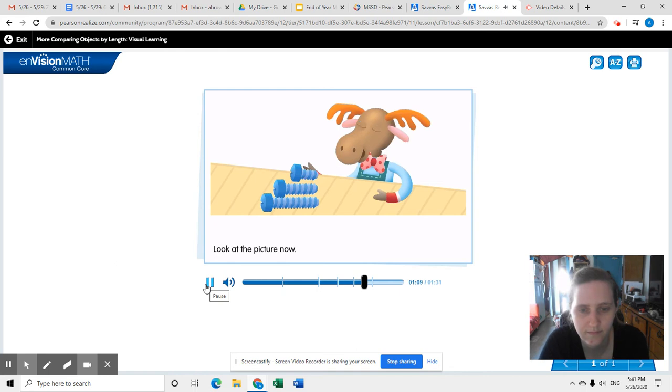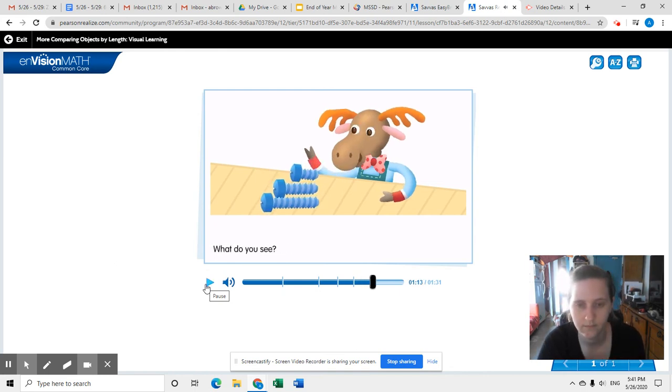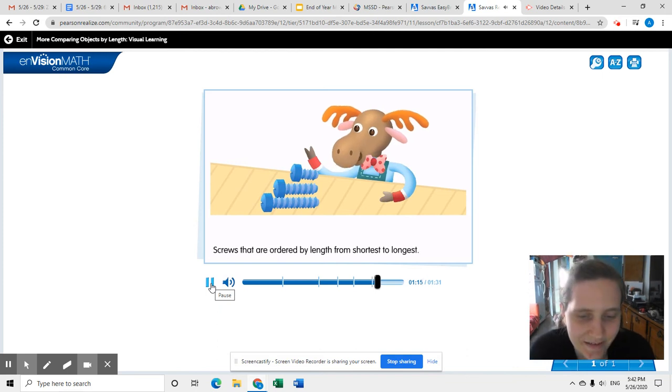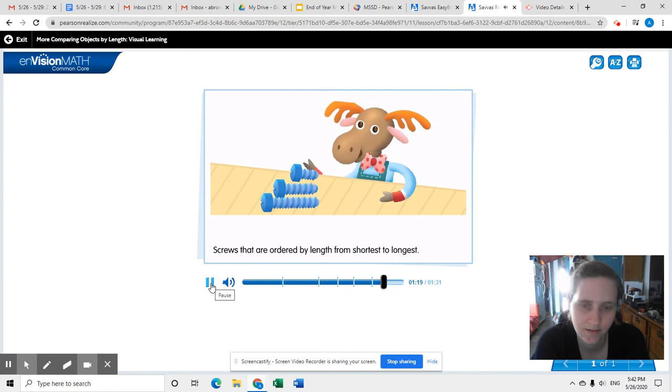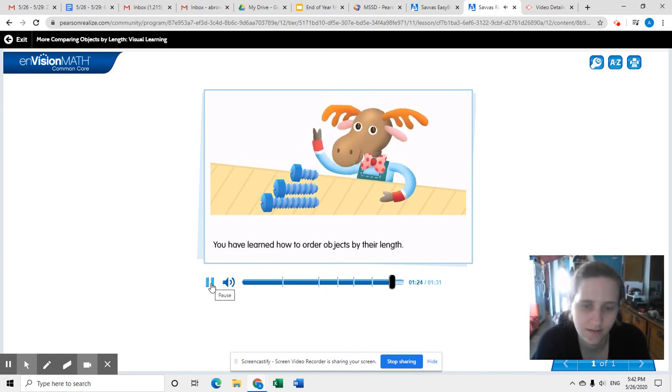Look at the picture now. What do you see? What do you notice? Very good. They are lined up from shortest to the longest. Nicely done. Screws that are ordered by length, from shortest to longest. You have learned how to order objects by their length.